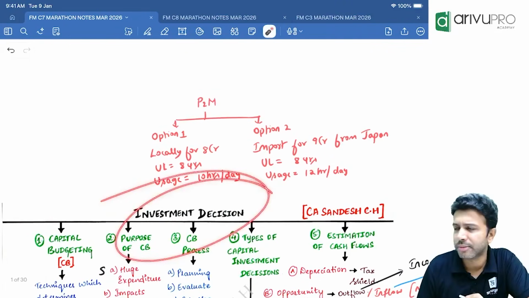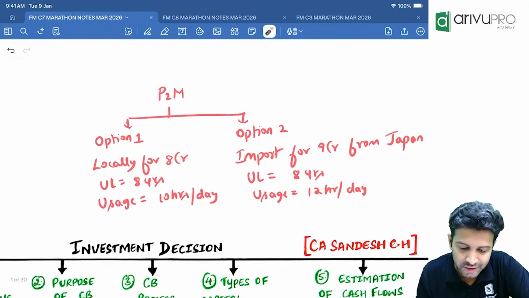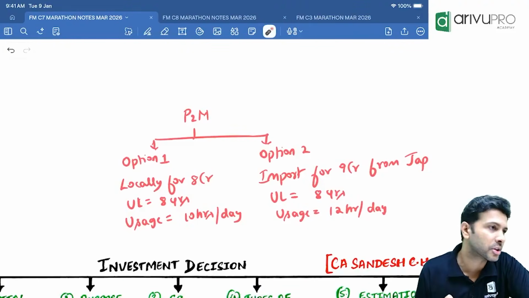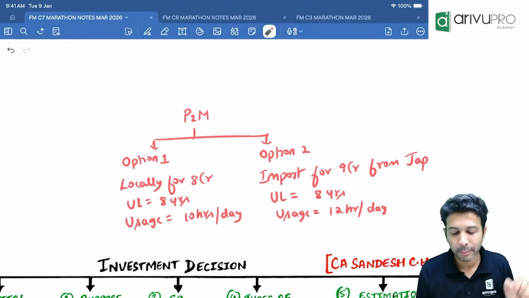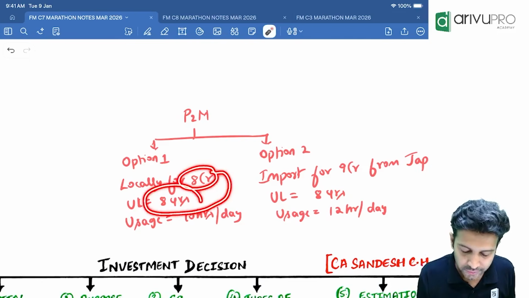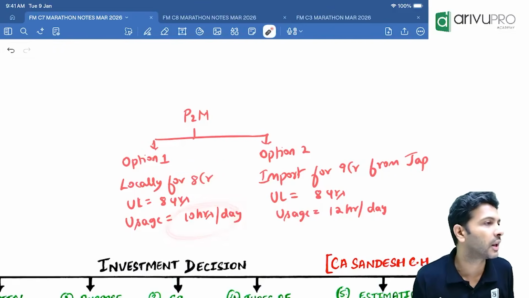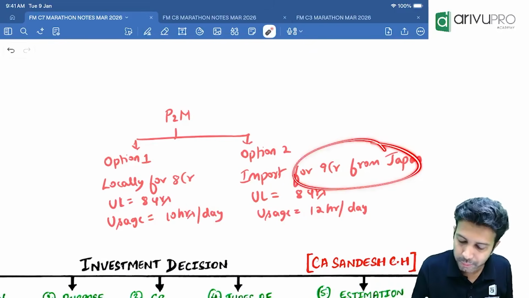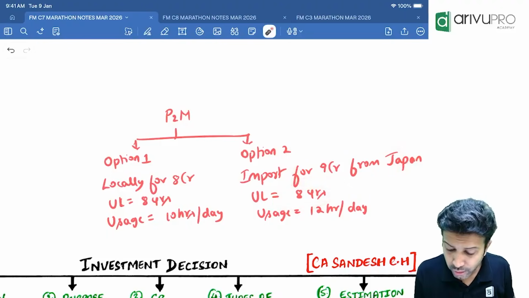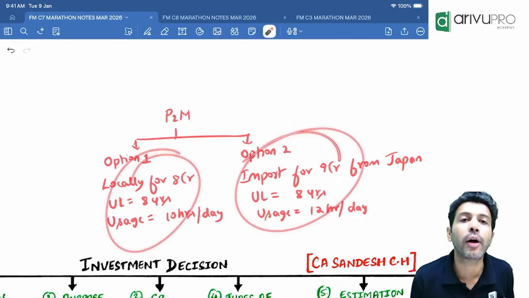Why is this investment decision important? These sort of investment decisions are not pretty straightforward. Just to give you an example, let's say a company wants to buy a plant and machinery. They have two options. One, they can buy it locally in India itself by paying 8 crore, and the life of the asset will be 8 years. And if you buy a local machinery, you can use it for 10 hours every day. Another option: the same machinery you can import from Japan by paying 9 crore, the life of the asset is 8 years, but you can use it for 12 hours a day. Now the question is, should we buy it locally or should we go for import?